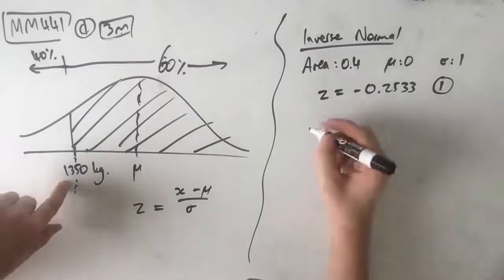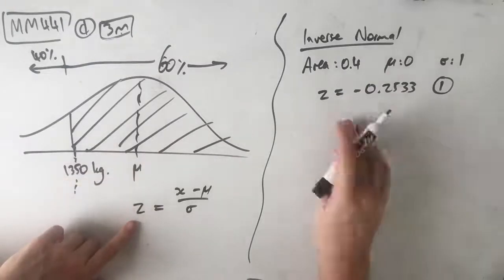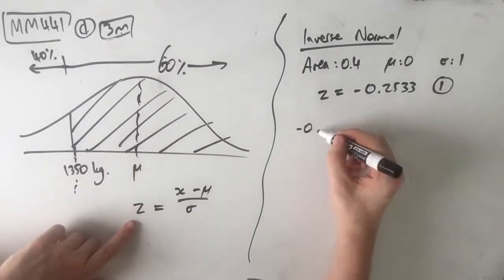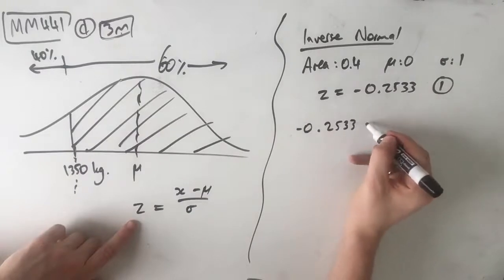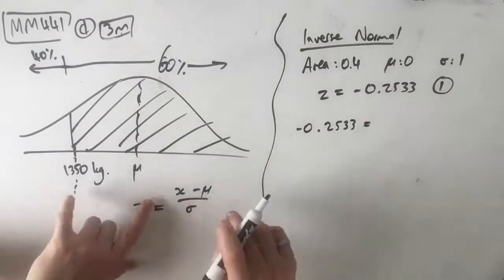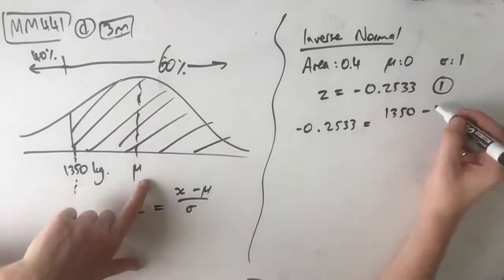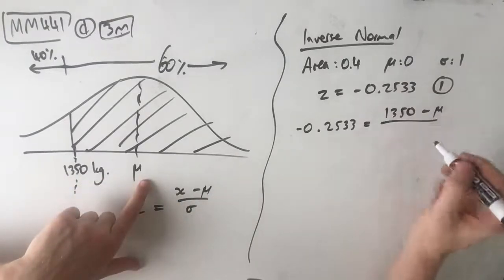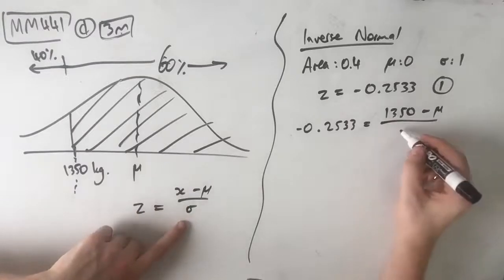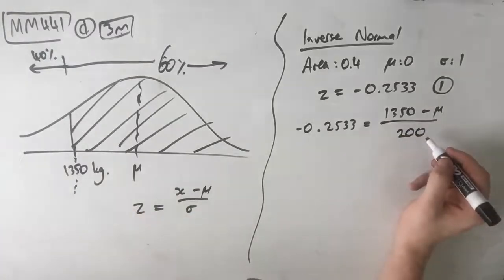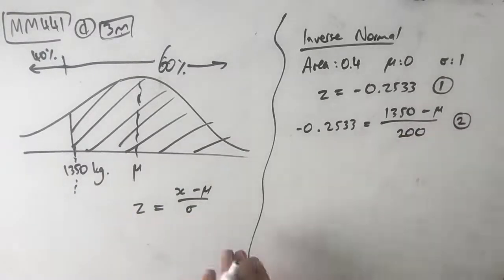the mean. So now we can actually use this formula because we can say that our Z is this. So we get negative 0.2533 equals X, which is 1350, minus mu. We don't know what mu is. We're trying to solve for that. So minus mu over standard deviation, which we know to be 200 because the question told us that. This is our second mark.